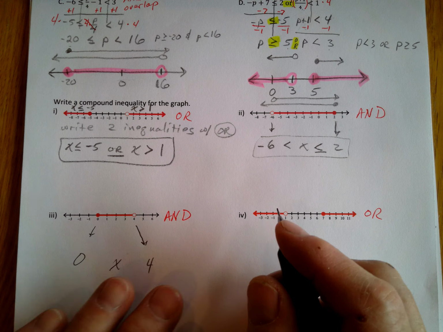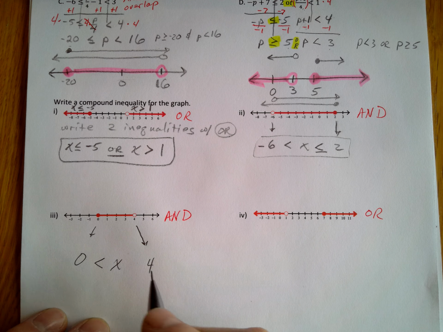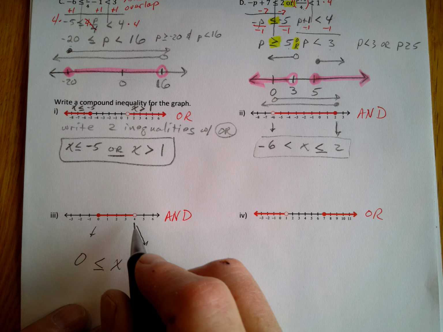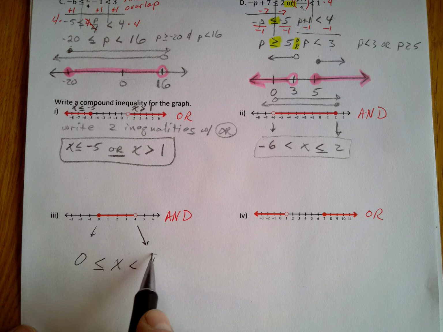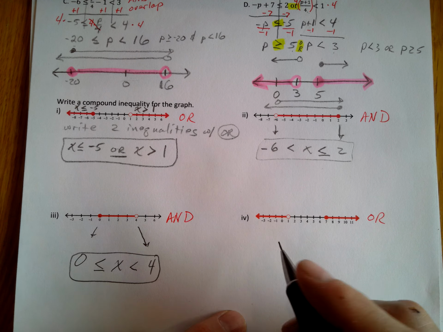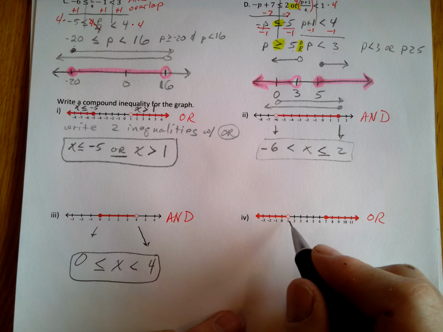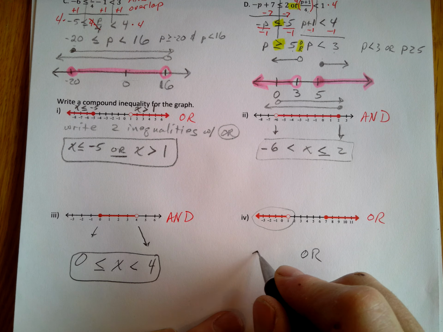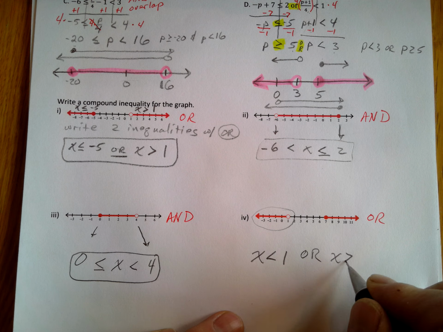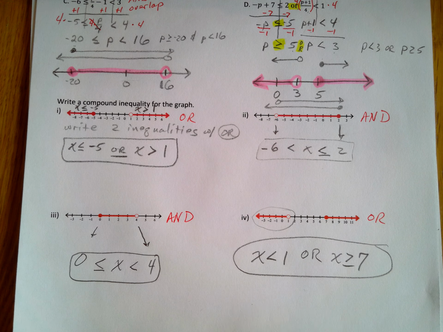If I just start here, x is greater than or equal to, because it's closed. I almost misstated that. And this one is less than. And we are done. This one, I'm going to write or to begin with, and I'm going to write this inequality first. And I can see that it's x is less than 1. And this one is x is greater than or equal to 7. And I'm done. And that's it, folks.